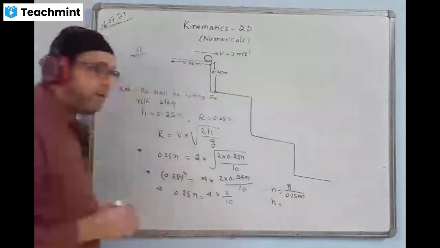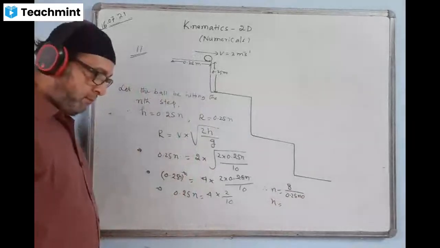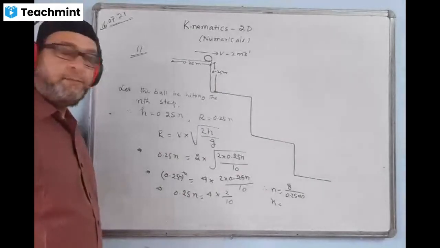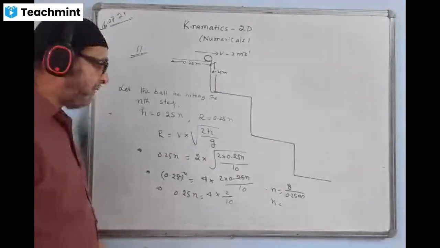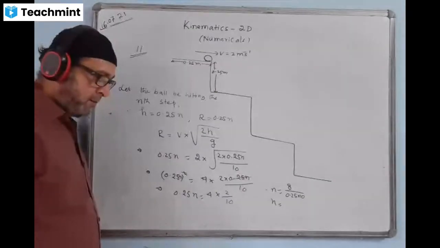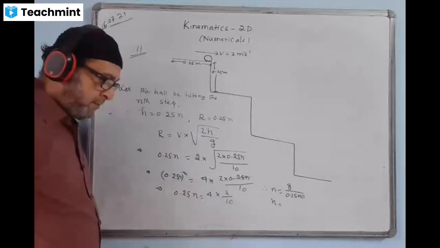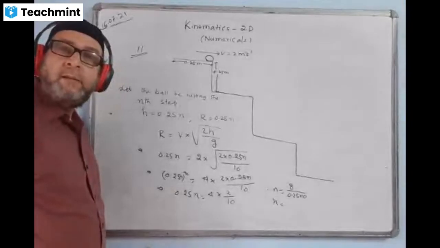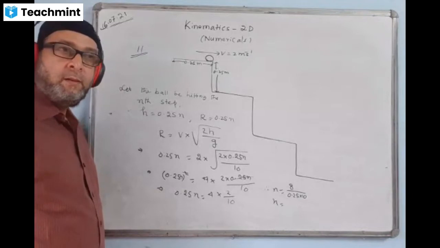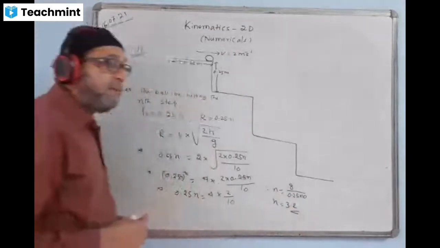The value of n is coming how much here? Check. What is the value of n coming? Tell me, what is the value of n? Use your calculator. Say fast. Please calculate and let me know what is the value of n. So 3.2. Yeah, n value is coming 3.2.